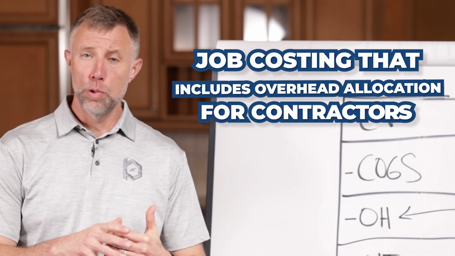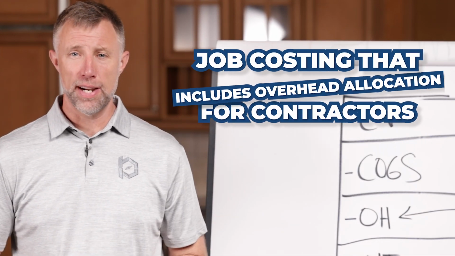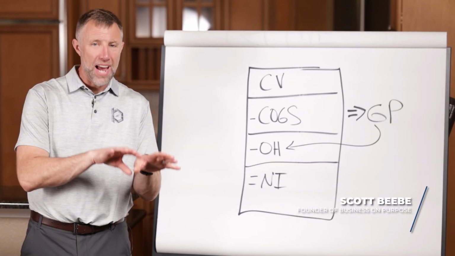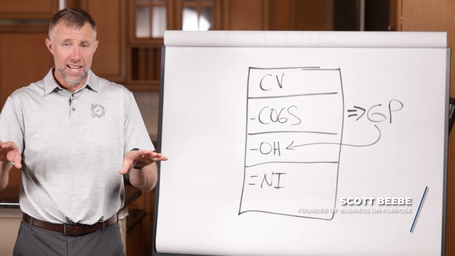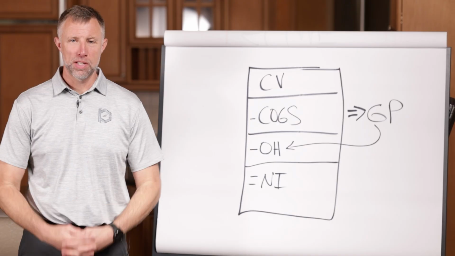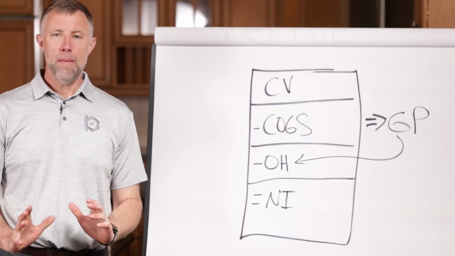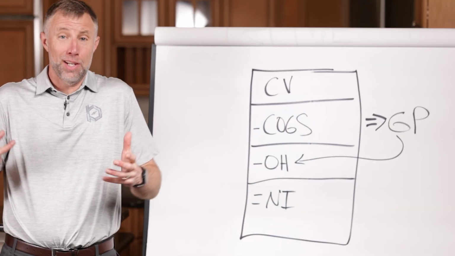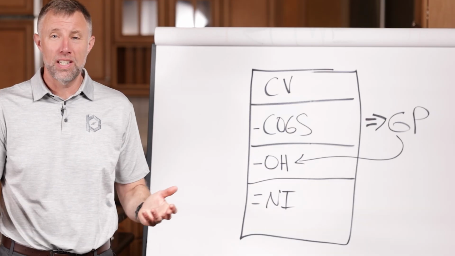Job costing that includes overhead allocation for contractors. Tracking your cost of goods without allocating for overhead is similar to measuring your gas mileage but totally ignoring the price of the car. Most contractors stop when they get to the gross profit number and go, hey, look at my gross margin, and they totally neglect the overhead.